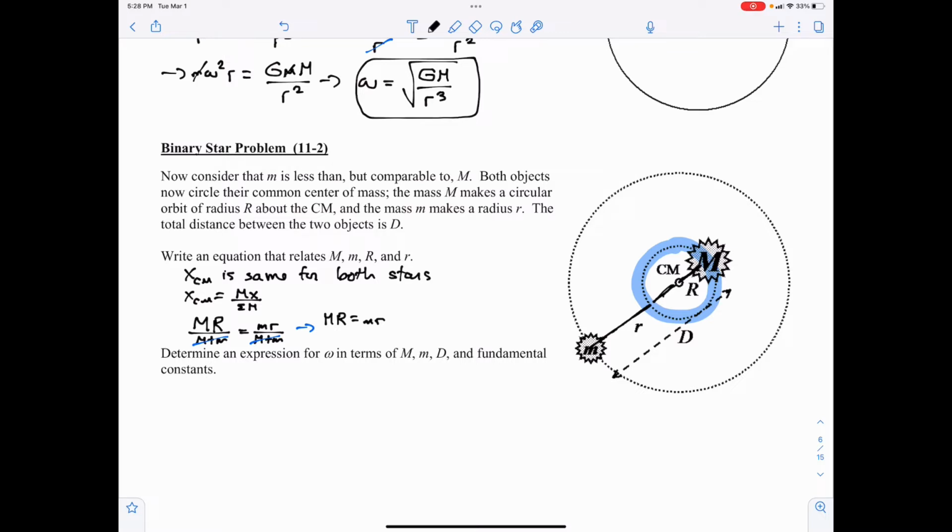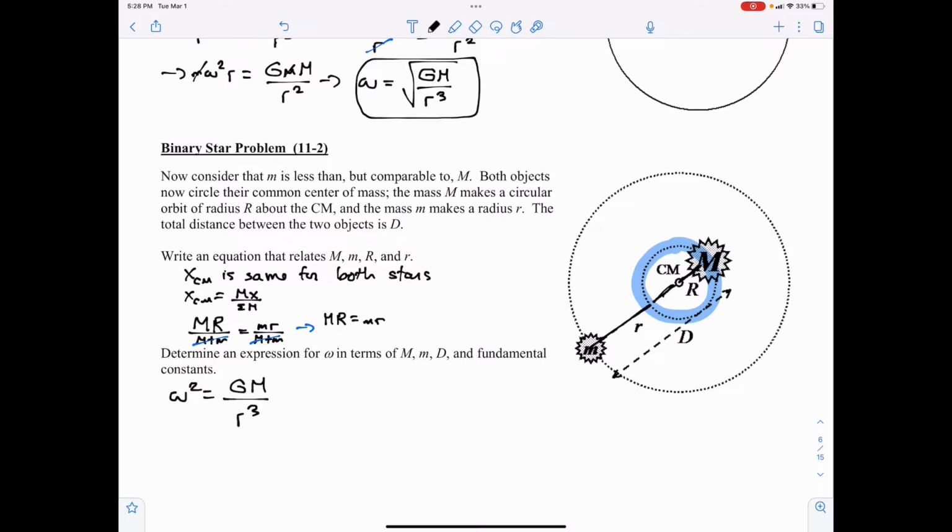Now we have an expression from earlier. If you recall, take this expression from earlier, which says that omega squared is equal to big G, big M over R cubed.